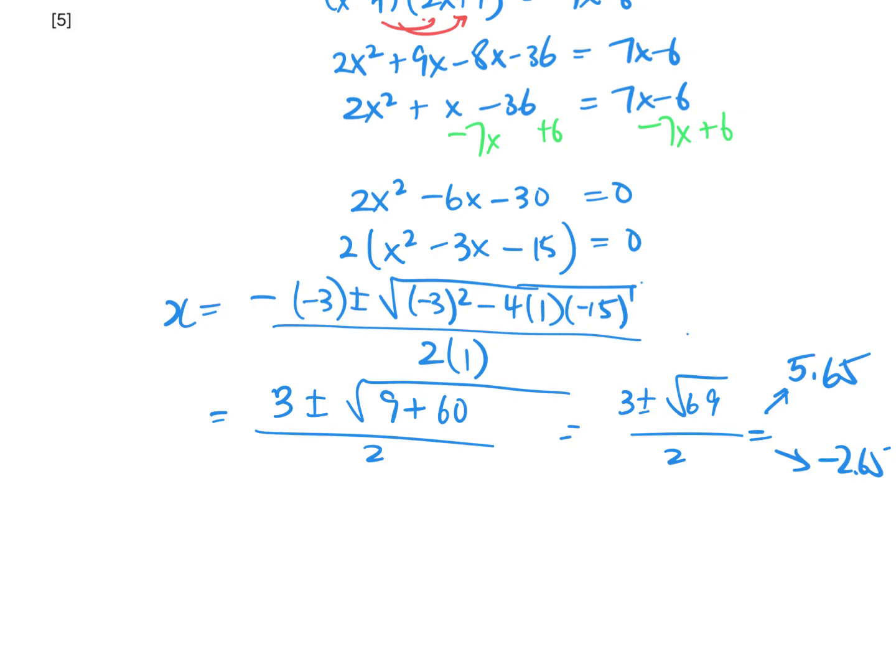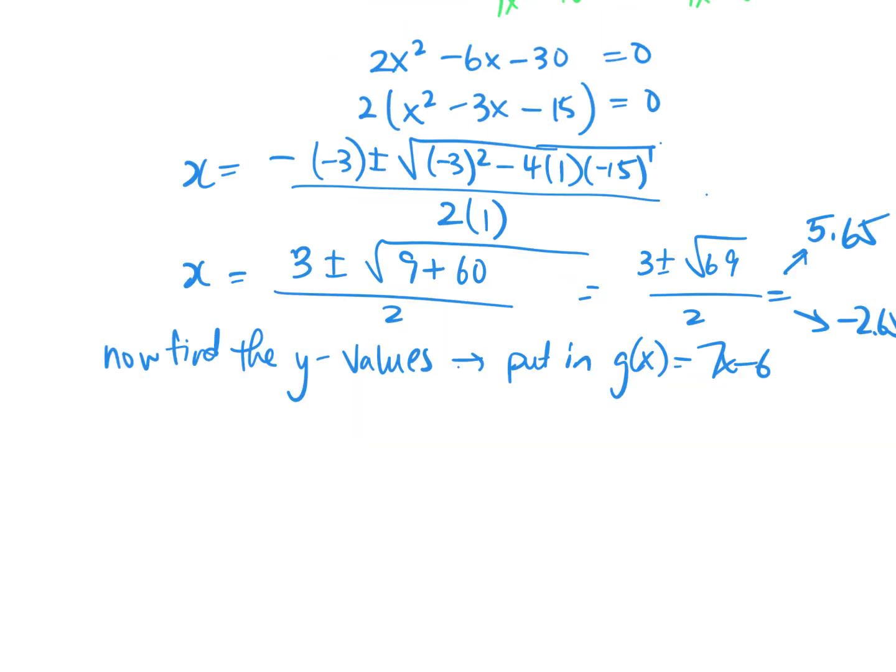So I use the quadratic formula in order to find the two values of x where the quadratic and the line meet. So I ended up with 5.65 and negative 2.65. The last step is just to put those back into one of the original equations to find y. In order to find the y values, I'm going to put them into the second function, g of x equals 7x minus 6, because I think that will be easier to calculate.